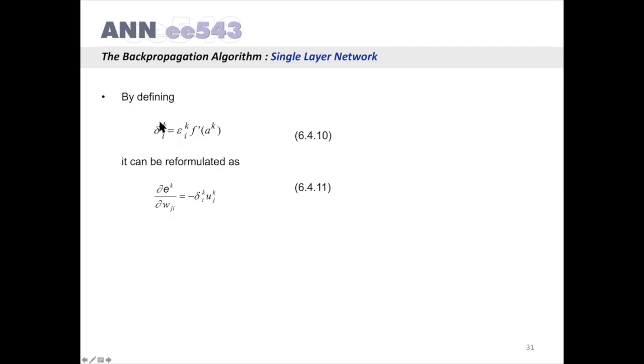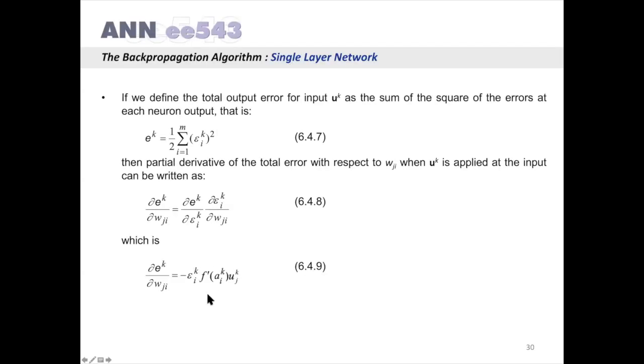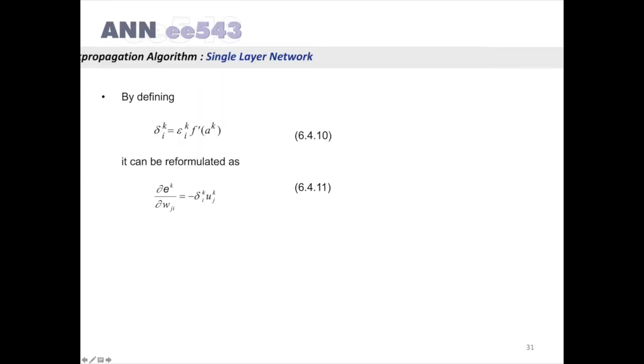By defining the error term delta ik at the output i when uk is applied at the input as equal to the error epsilon ik multiplied by f prime aik, then if we consider the previous formula here, we are replacing this part with the error term. So we obtain that the partial derivative of the total error with respect to wji is equal to minus the error term defined here multiplied by the jth component of the input k.